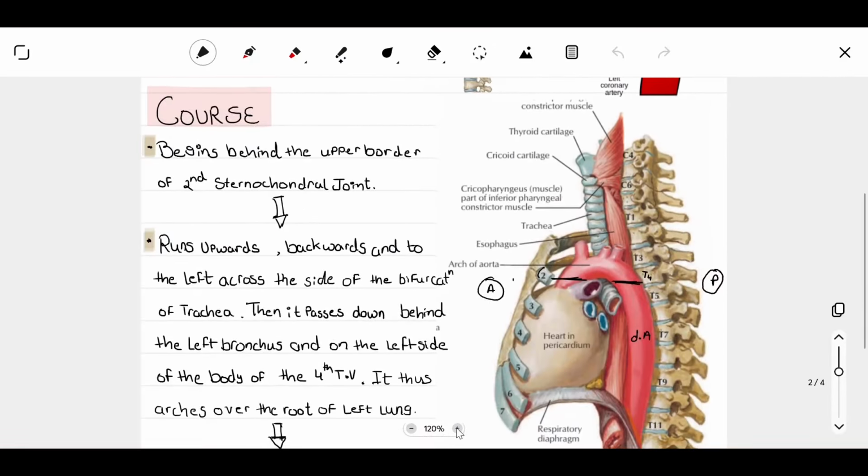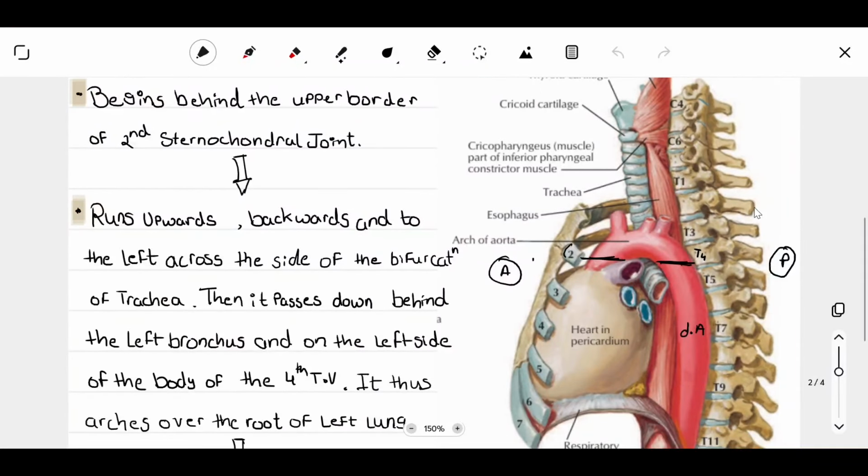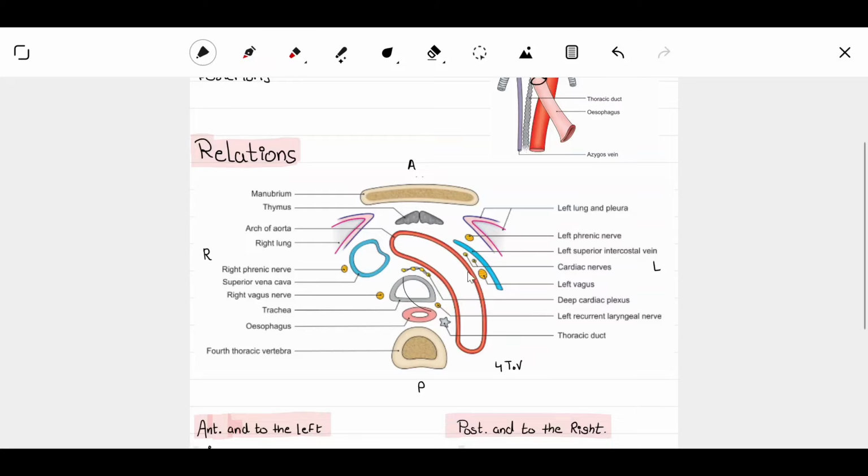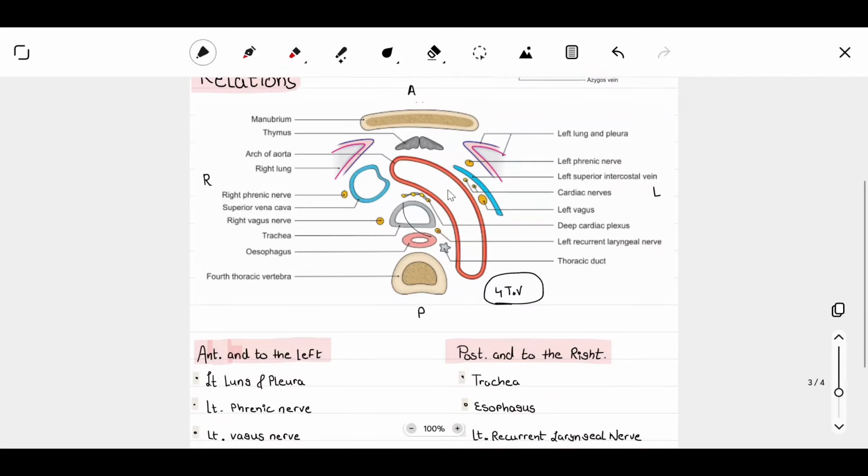So we have taken the transverse section at fourth thoracic vertebra as this section will help us to fully view the arch of aorta and its relations. So we are viewing this relation. My point of view of viewing this arch of aorta is from downside, that is, if a patient is lying supine, we are standing at its feet and we are viewing the arch of aorta in its transverse section at fourth thoracic vertebra. Anterior, right side, posterior and left side.